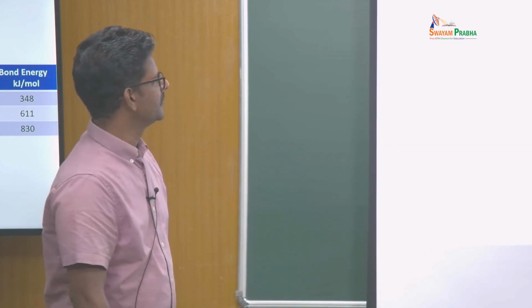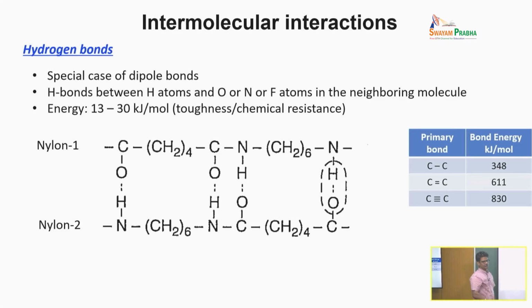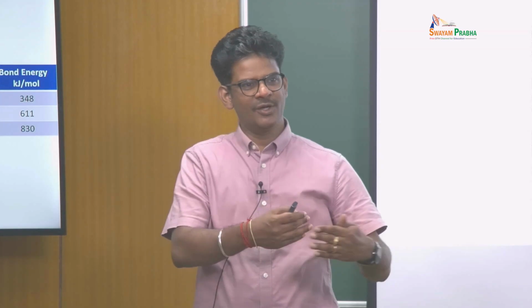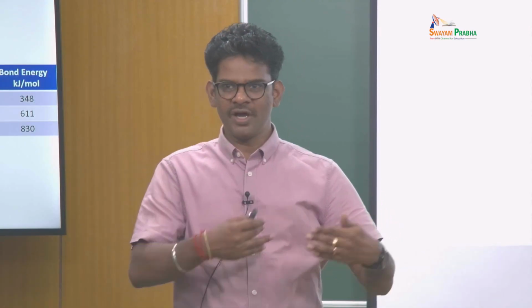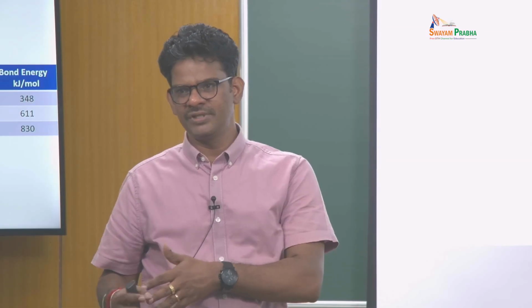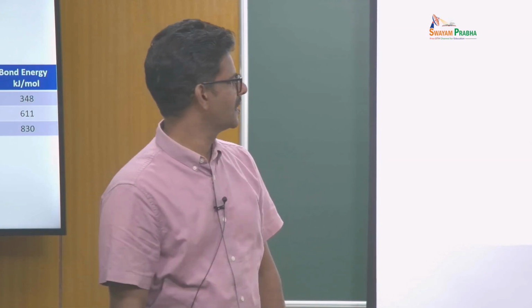Okay, and that's because hydrogen has the least electronegativity compared to the others. So when you have H between H and O, H and N, and H and F, you would have the largest electronegativity difference, thereby stronger dipole-dipole interaction. So we give a special name to that: a hydrogen bond.